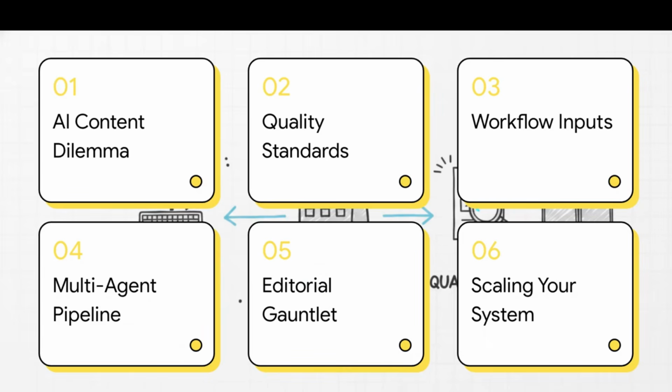To pull this off, here is our roadmap for today. We'll start with the AI content dilemma, define our quality standards, gather workflow inputs, build out a multi-agent pipeline, run our content through an editorial gauntlet, and finally, wrap up with scaling your system. Let's get right to it.